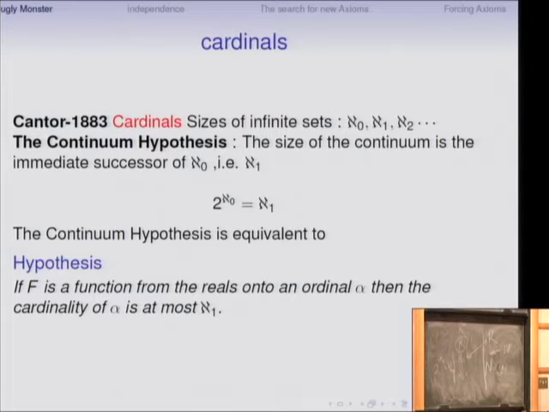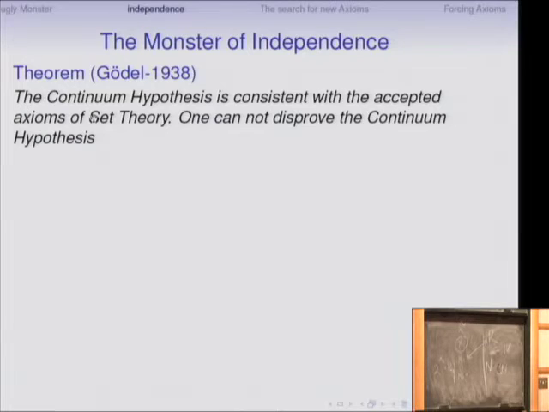on the list of problems of Hilbert. As probably all of you know, the problem turned out to be unsolvable on the basis of the accepted axioms of set theory. To use the terminology of Erdős, it's the monster of independence.